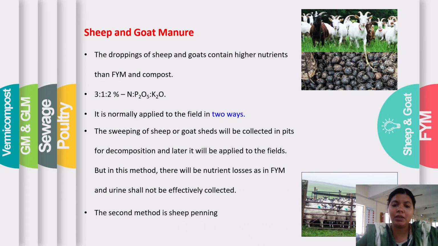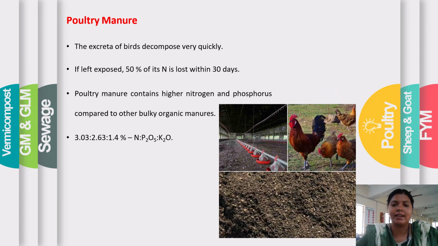And next is sheep and goat manure. Sheep and goat manure is a very good source of nutrient. They contain 3 : 1 : 2 ratio of NPK in them. And these droppings of sheep and goat can be applied in the field by two methods. Either we can collect it from the goat shed and then apply it in the field, or else you can go for sheep penning, which is very common in dryland areas.